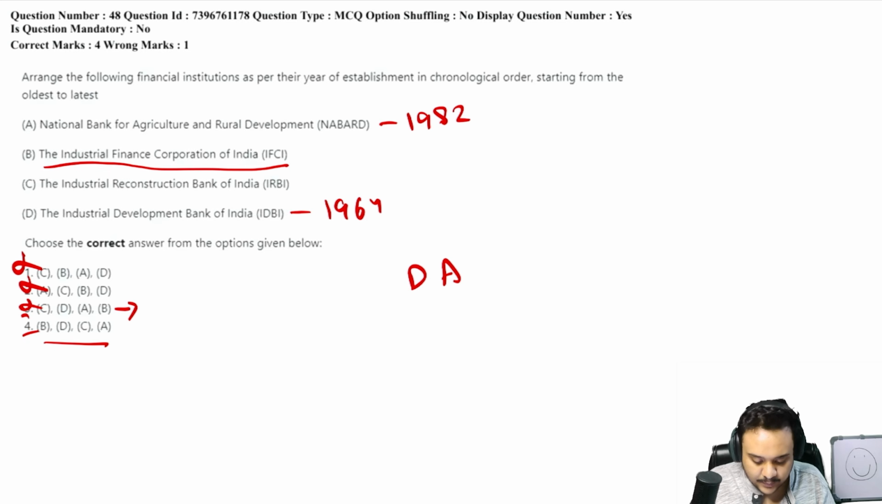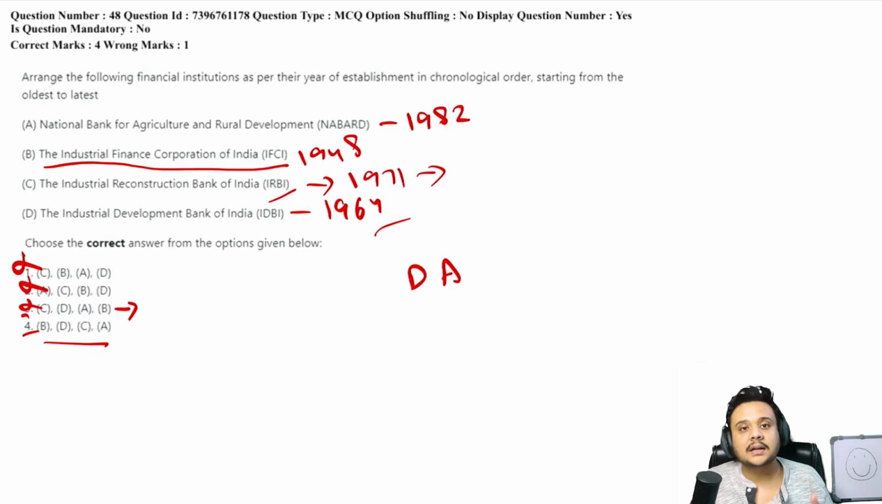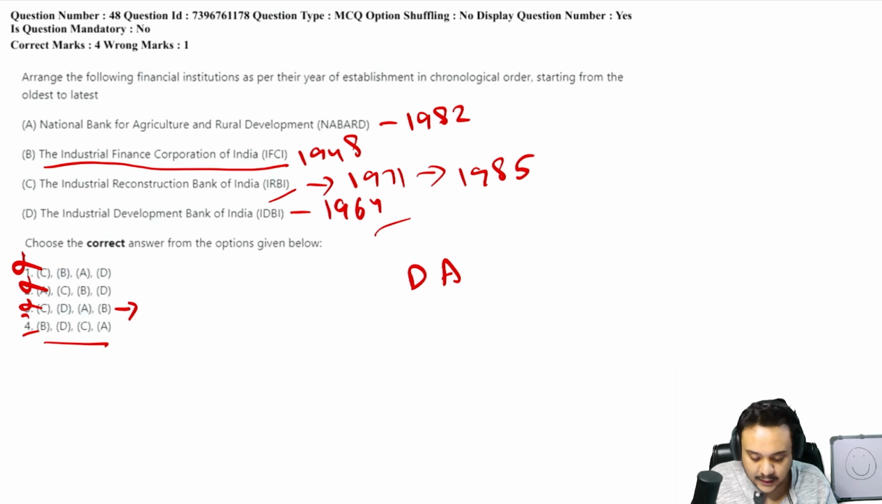First came B. In what year is it? It is 1948. Then came D, which is this. Then came C, which is this. The year of this is 1971, but this was then changed and reformed. It was given a new name and all. So that happened in 1985, but the year of establishment in its original form was 71 only. I did not know any of this during the exam. I'm telling you this now. But logically, I could reach the right answer. So that is what you have to do.